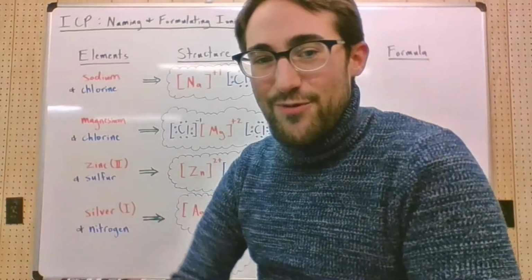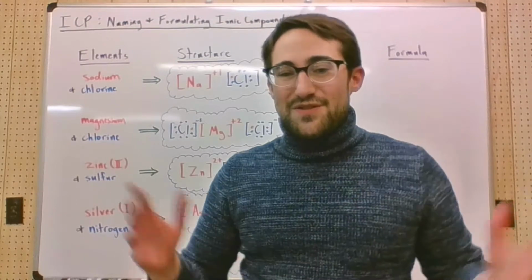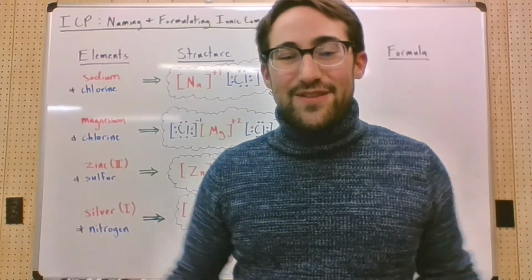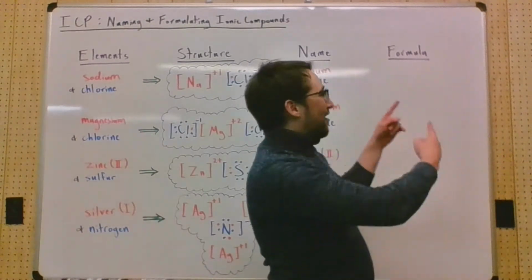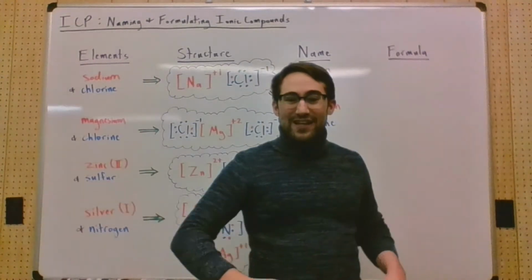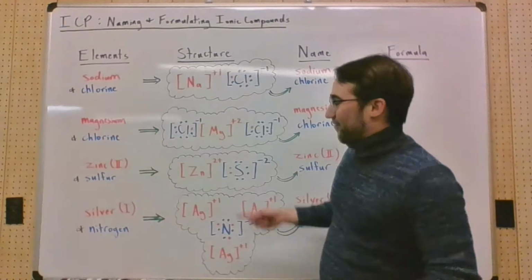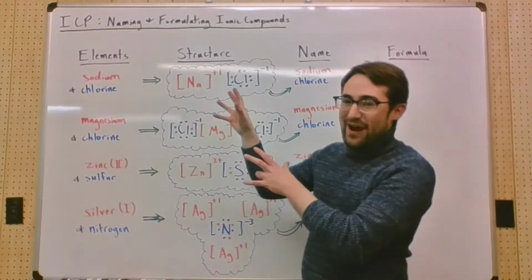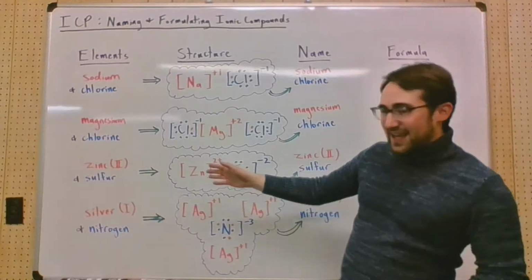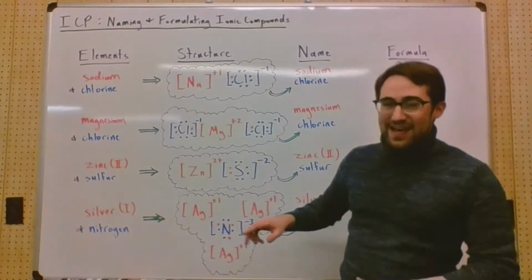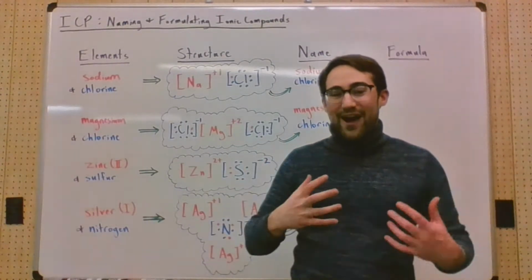Okay, so we want to show that these are different things by giving them a different name. And we're going to give it a different formula, which is how we symbolize the structure over here. How we take this information about how many ions of Na and Cl or Zn and S or Ag and N come together and kind of simplify it.